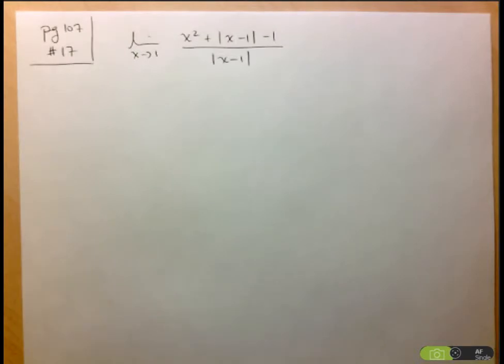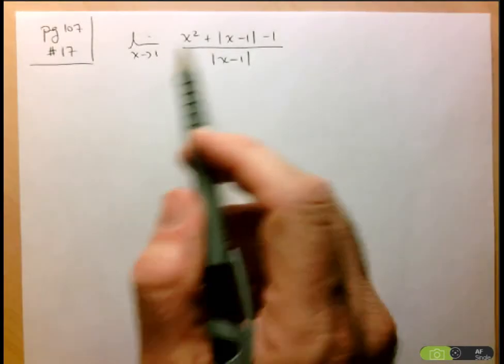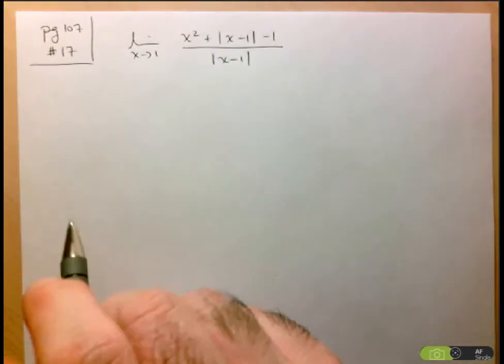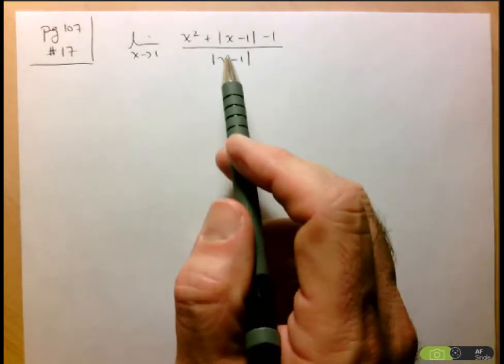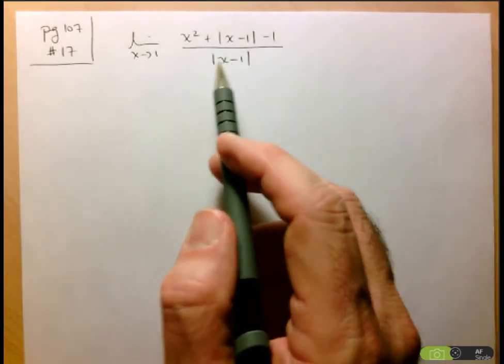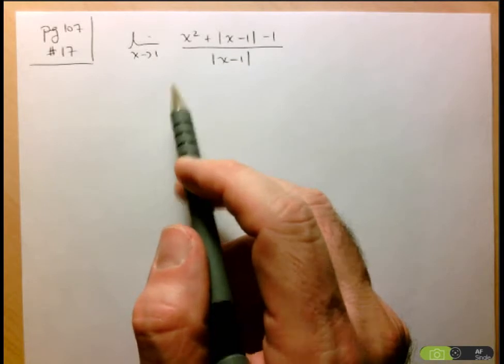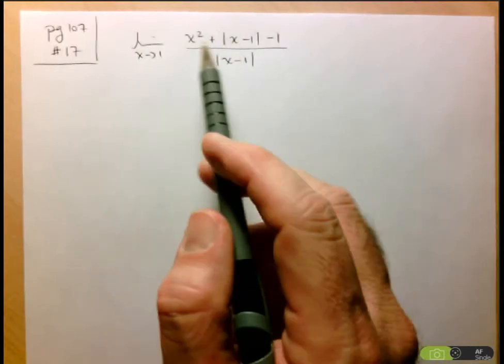Hi folks, we're now looking at number 17 from page 107. So we're looking for the limit of this function here as x approaches 1. So first thing to notice, as usual, is the denominator, and we see that it is approaching 0. So that means we have to now check the numerator.